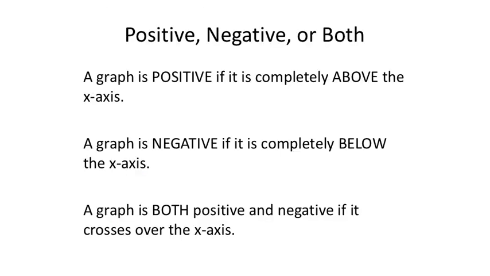So we've seen this before. If a graph is considered positive, it has to be completely above the x-axis. This is only its relationship to the x-axis for all three of these. If it is negative, then it has to be below, only below the x-axis. If it ever crosses over the x-axis, it is both. Okay, so a graph, it is possible for it to be considered both.